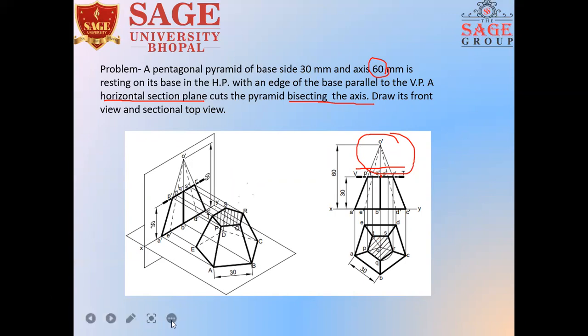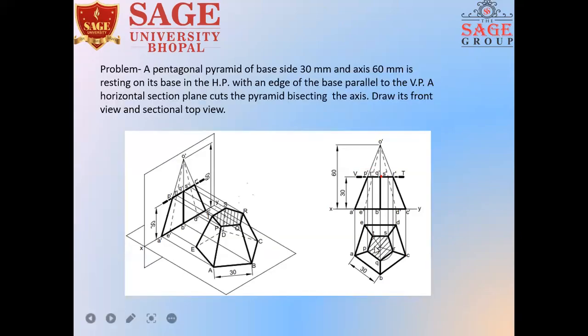So the sectional view will be opposite. Now I'm drawing it here. Now focus. It is your sectional view, and we will draw it with hatching lines.